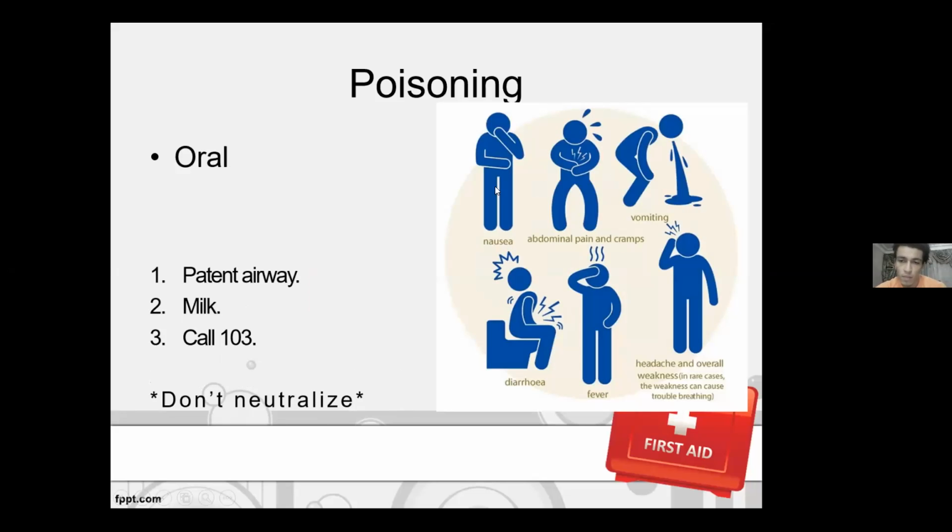As you see, the symptoms are common to the other: nausea, abdominal pain, vomiting. Diarrhea is a new symptom here because it's in the alimentary canal. Fever, headache, and overall weakness. So if the patient has oral poisoning, first of all, we will fix the patent airway, like we do ABC of the first aid.